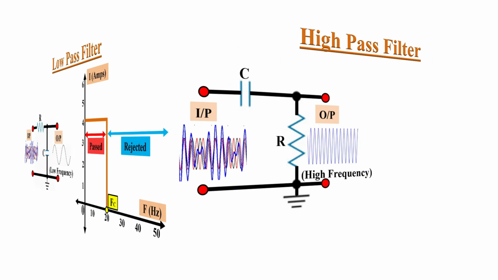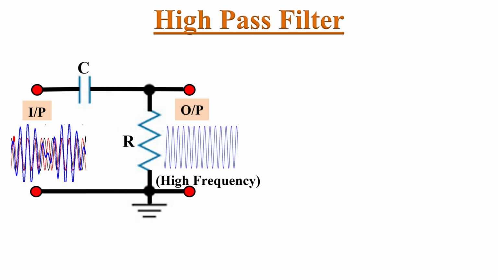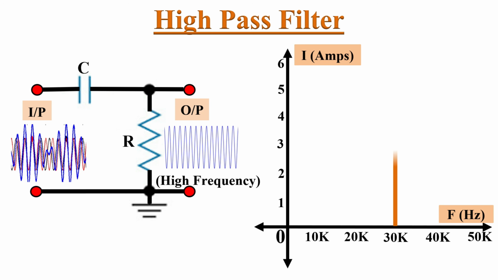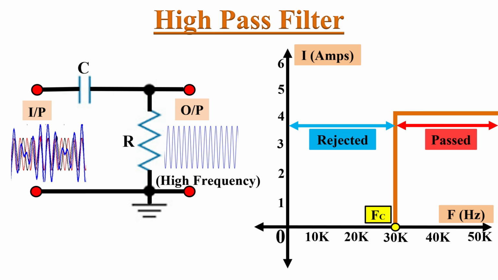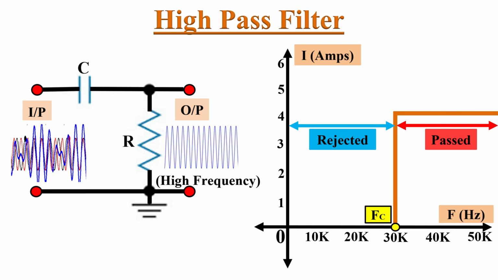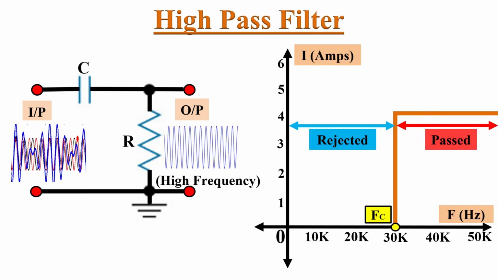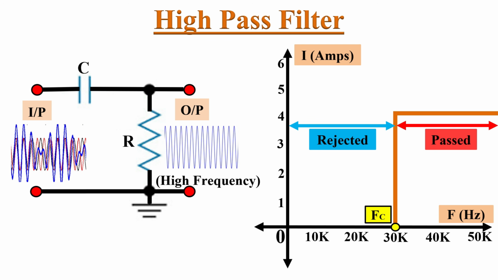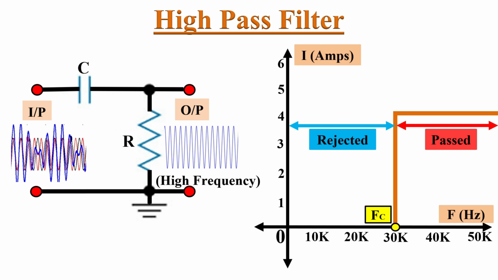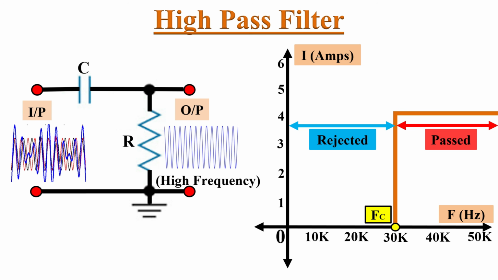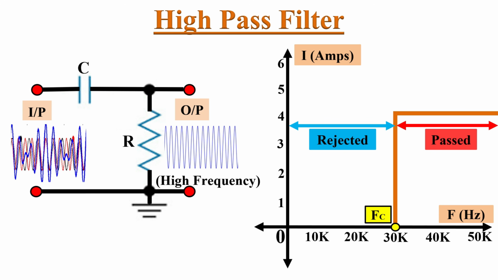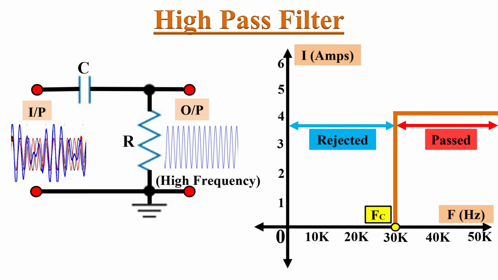The second type of filter is the high pass filter. A high pass filter allows signals with frequencies above a certain cutoff frequency and rejects signals with frequencies lower than the cutoff frequency. The frequency response of an ideal high pass filter looks like this. Here the cutoff frequency is 30 kHz. So this high pass filter rejects all frequencies below 30 kHz and passes all frequency signals above 30 kHz.